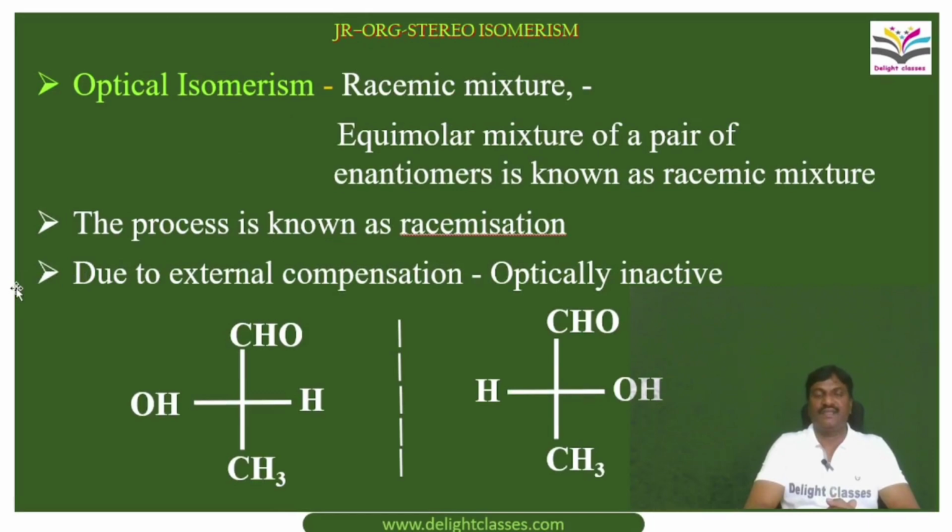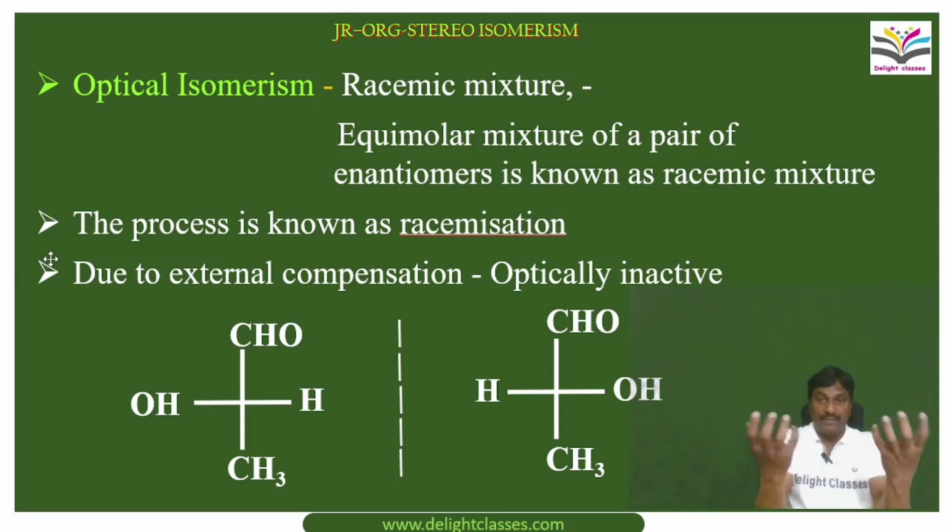Racemic mixture. That is an equimolar mixture of a pair of enantiomers. For example, one molecule is dextrorotatory, one molecule is levorotatory. When you mix these two, it is optically inactive due to external compensation. In a mesomer, the compensation is within a molecule. In a racemic mixture, it is between the molecules. That's why it is external compensation, optically inactive.